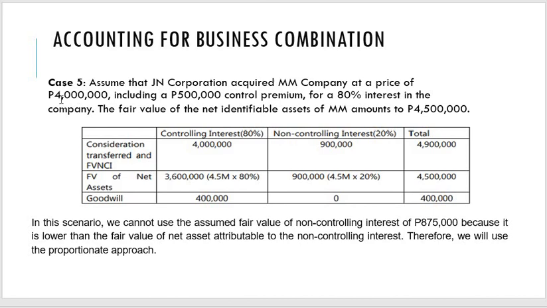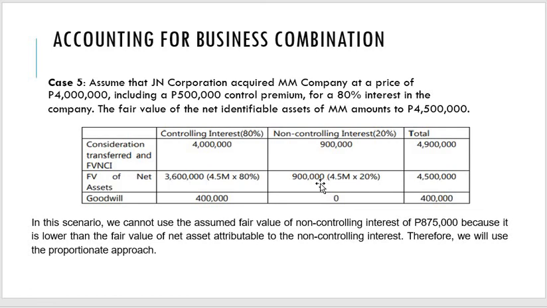Okay, so that's 4 million less 500,000, divided by 80% times 20%, that's 875,000. Okay, so ito yung assumed fair value ng non-controlling interest. However, no, the NCI's proportionate share is 900,000. That's 4,500,000 times 20%. So that's 900,000.